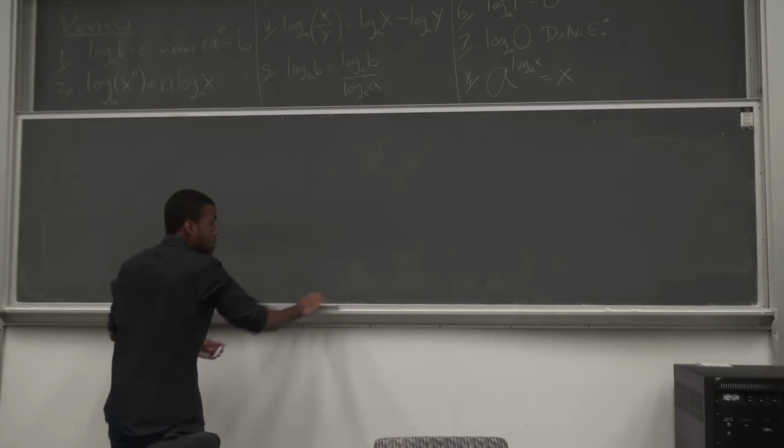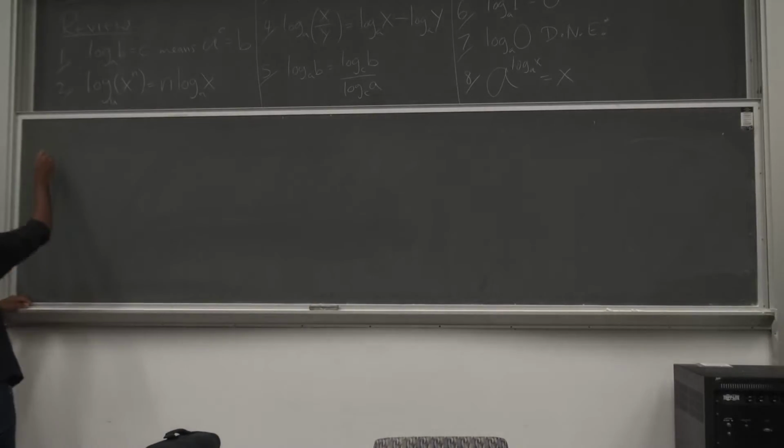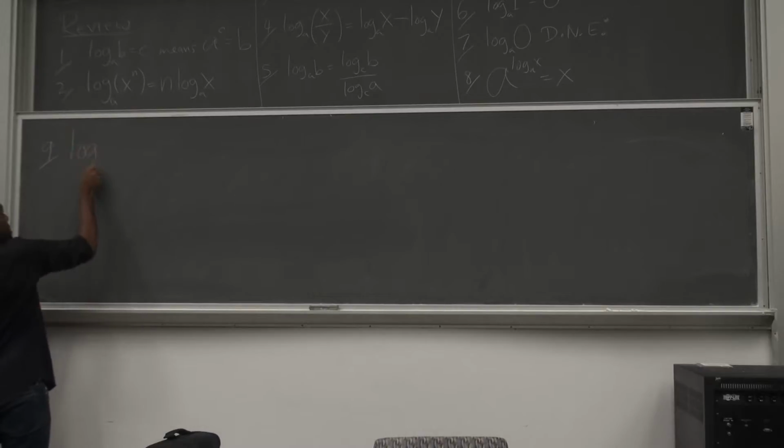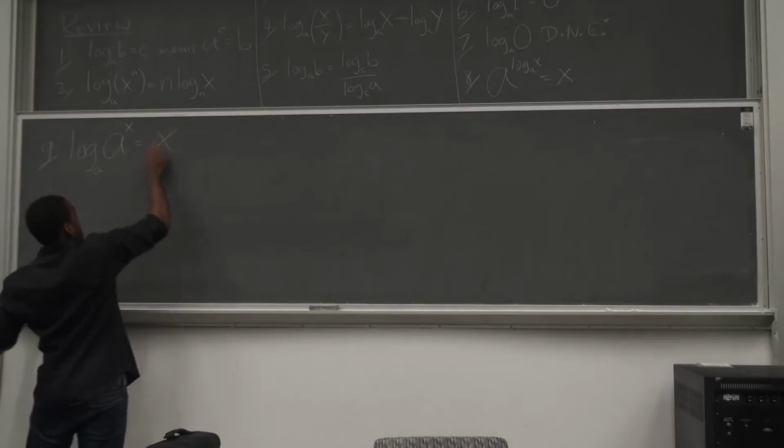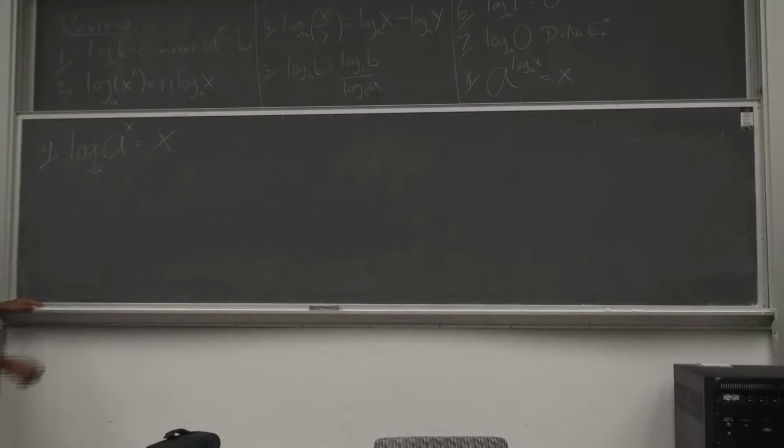And it works the other way because they are inverse functions, which I'll talk about. So 9 was the fact that if I have a log to the base a and I plug in an exponential function a to the x, the log and the exponential will kill each other and I will just get x. 10. Can you explain number 8, like how that works?